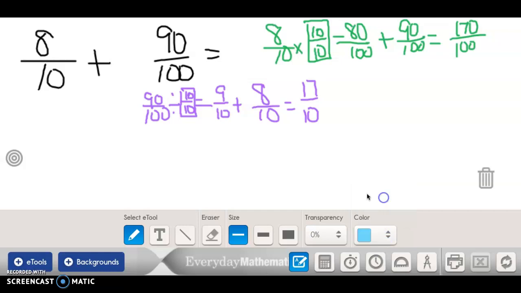And in my thinking, when I see 17/10, I know that that is equal to 10 plus 7/10. I'm decomposing 17/10 into 10/10 plus 7/10. Again, when I think of what 10/10 is equal to, that is equal to 1 whole and 7/10 left over.